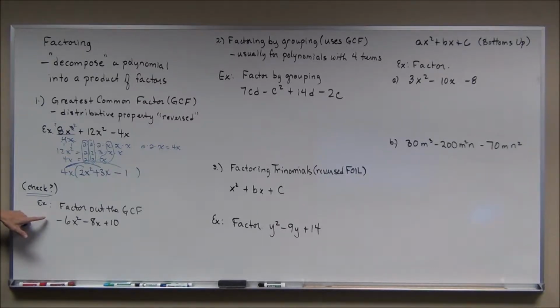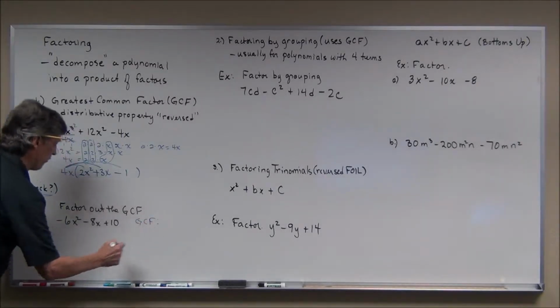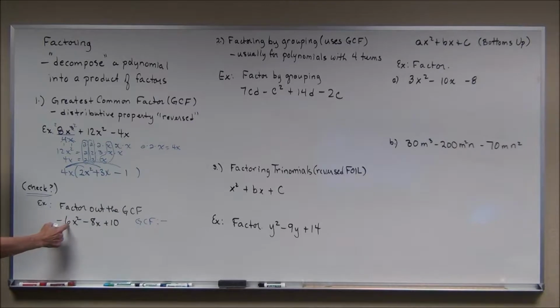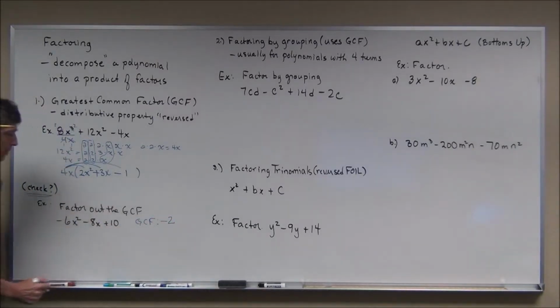Now, here's another GCF example. Notice the negative sign out in front. So what I'm going to look for here for my GCF is a negative, because I don't like a negative in my first term. I can see they're all divisible by 2. 2 is the largest number that divides into all of them. These 2 have x's, this one doesn't, so negative 2 is going to be my GCF.